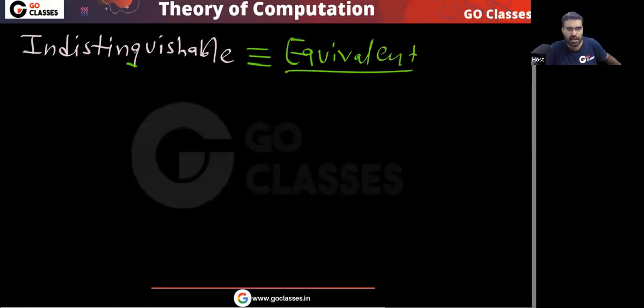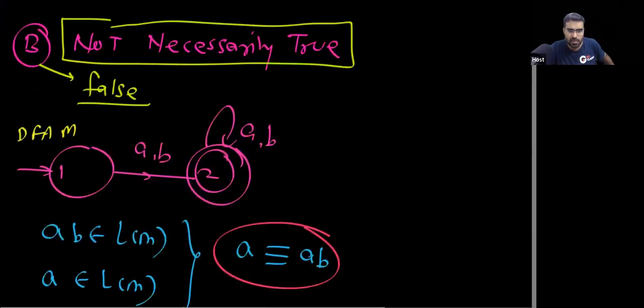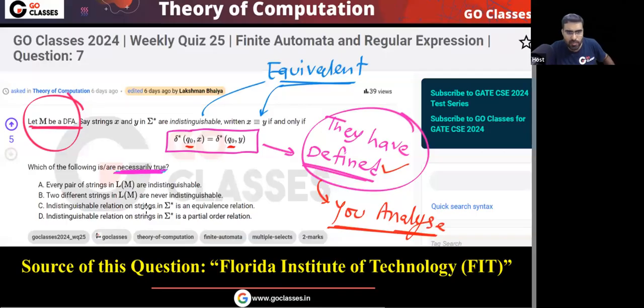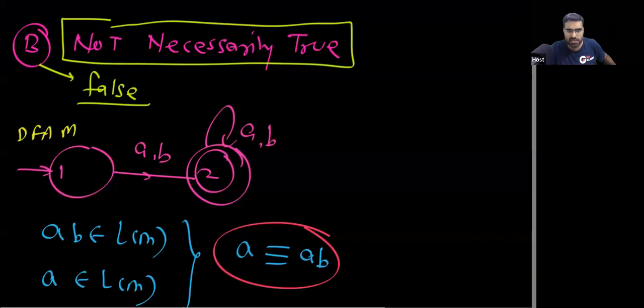Now the question is asking about this equivalent relation. This is the relation that is defined on sigma star. What is the base set? Read this. The base set is the strings in sigma star. Please understand, sigma star is the base set. On sigma star, this equivalent relation is defined.